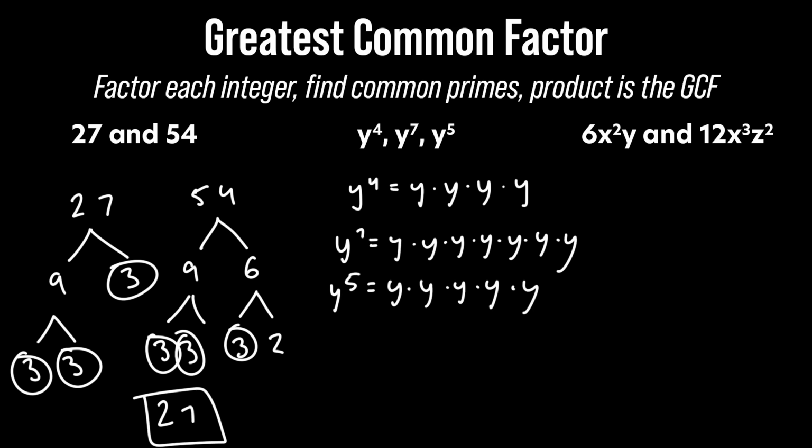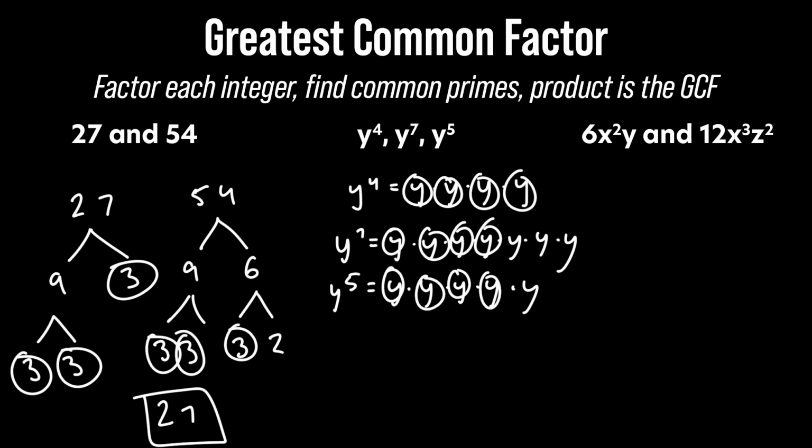Now, y to the 4th has the smallest exponent, and it consists of 4 y's. All of them have 4 y's. So that's going to be our common primes, 4 y's. And if we multiply 4 y's together, we get y to the 4th. So y to the 4th is going to be the greatest common factor.